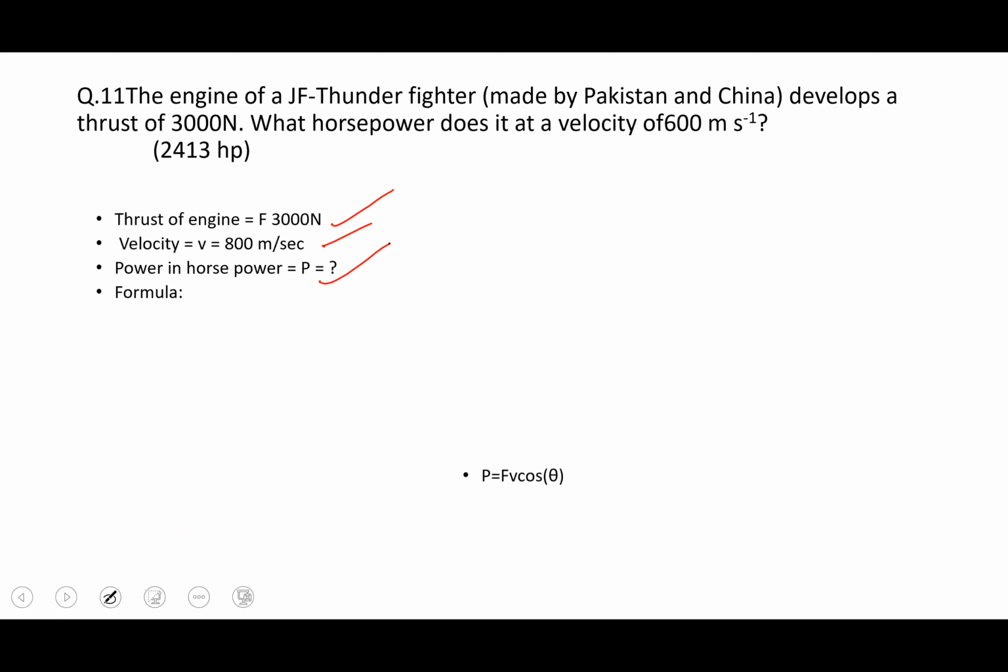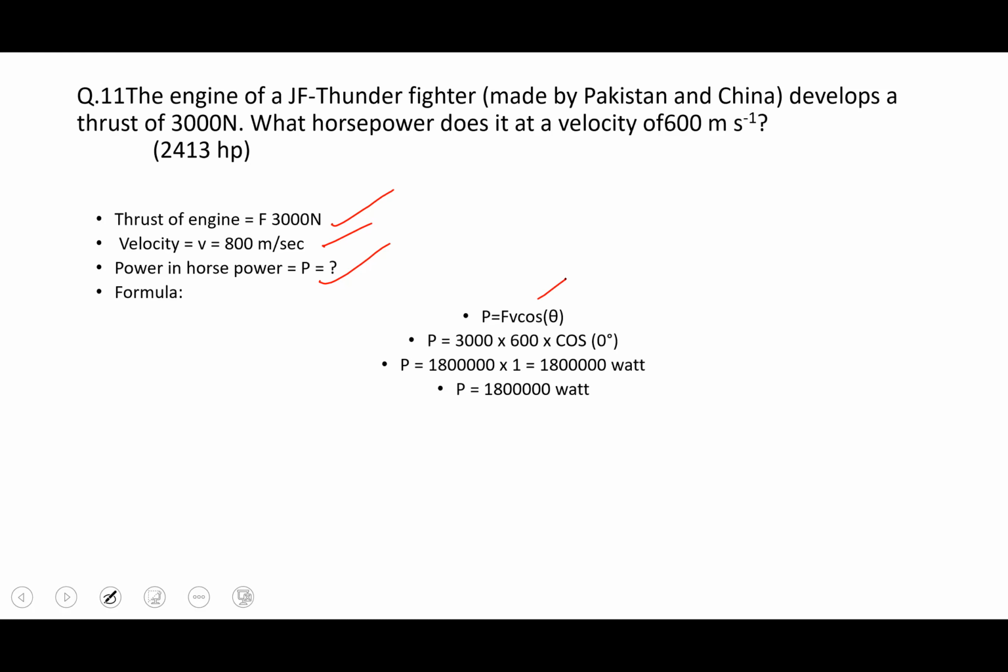Now, in this case, we have a formula: P is equal to F v cos theta, because it is moving in the same direction, the force and displacement. So that is why we are taking theta to be equal to 0. The force is basically 300 newtons. The velocity is equal to 600 meters per second. Sorry, I said 800 meters per second earlier, so over here we have to correct it. It is 600 meters per second.